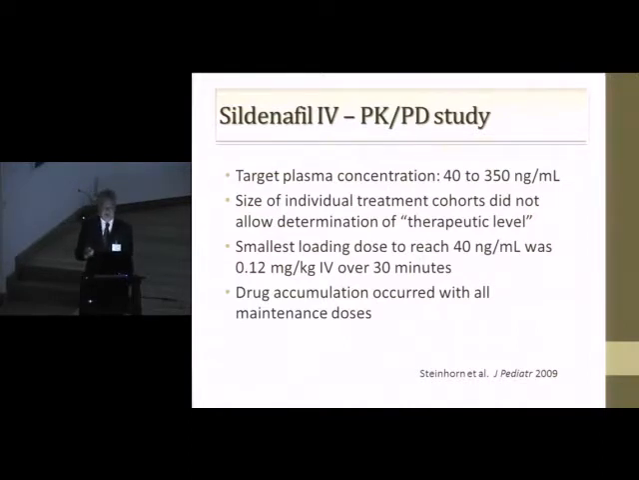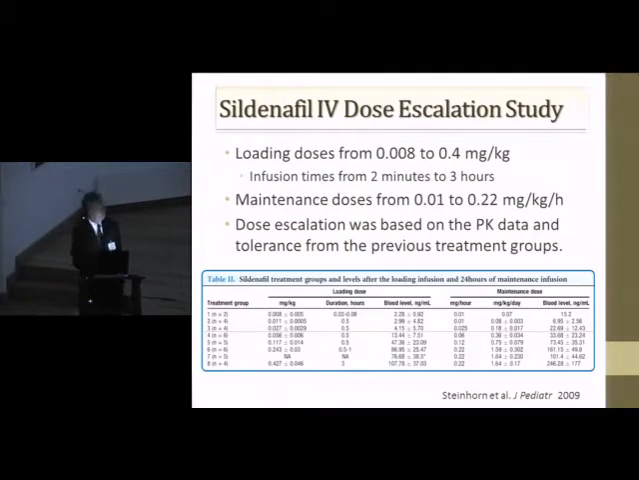The smallest loading dose to reach the minimum threshold of 40 nanograms per ml was 0.12 milligrams per kilogram delivered over 30 minutes. But when you go back and you look at these levels over here, which some of you may not be able to read, but these are the levels after the loading dose here in the middle of the screen. Over here are the levels after a period of time on the maintenance dose, and even at the lowest doses underneath the line here, all babies had some form of drug accumulation, meaning that they never actually reached steady state. They had a level that was higher during the maintenance phase than it was after the loading dose.